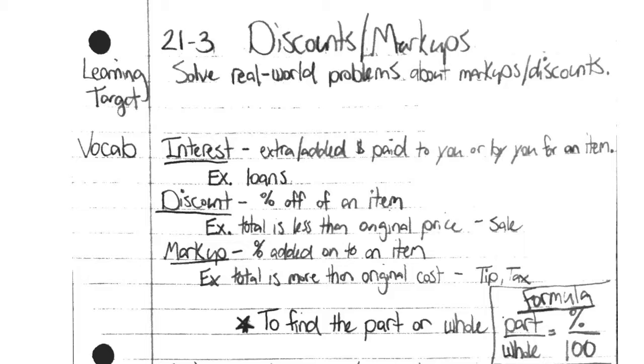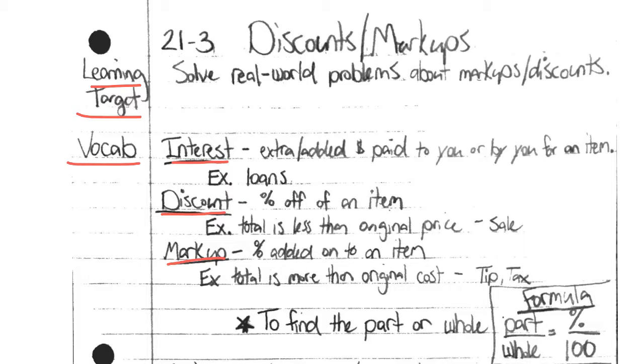So our next thing, vocabulary. We have three words that we're going to focus on: interest, discount, and a markup. So we have to know what these are in order to be able to solve the problems, because if we don't know what direction we're going or what we're finding, then that doesn't help us at all. So the first problem is interest.